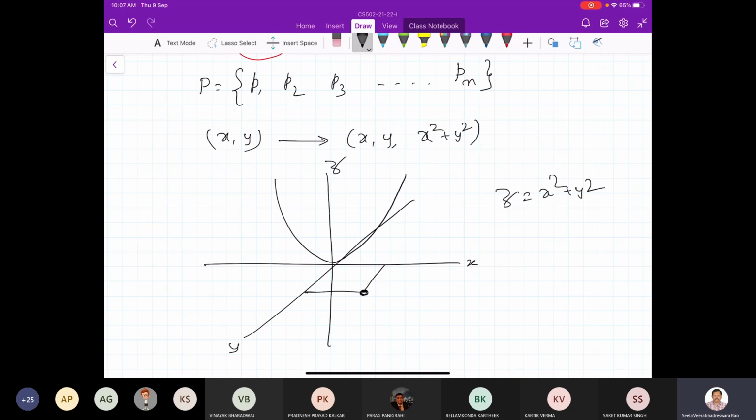If you vertically lift this point onto this paraboloid, this is the point on the parabola. So z coordinate is equivalent to x square plus y square. So that is on the parabola. Okay. And if you take the tangent at this point, tangent plane in 3D, an equation of that tangent is like this.